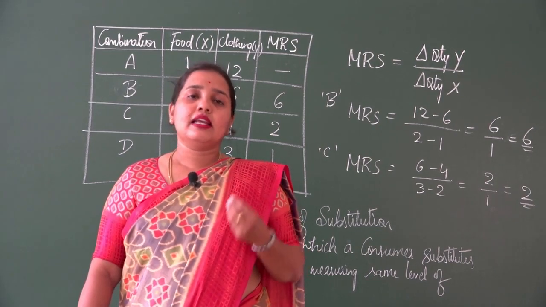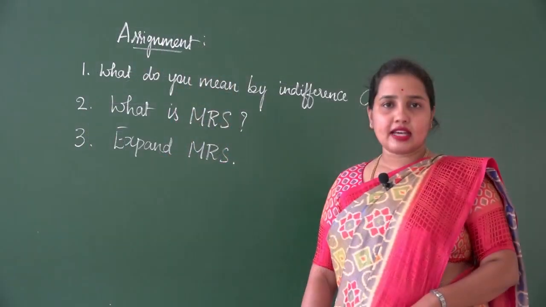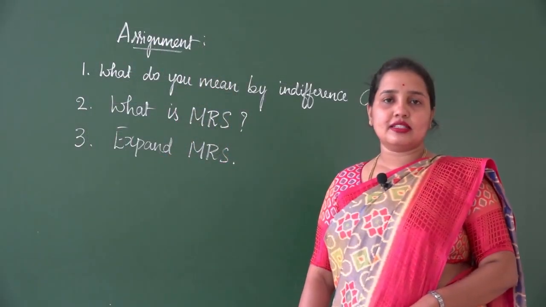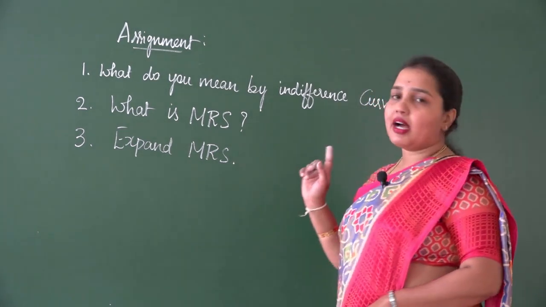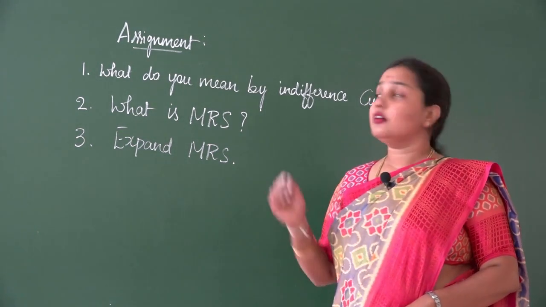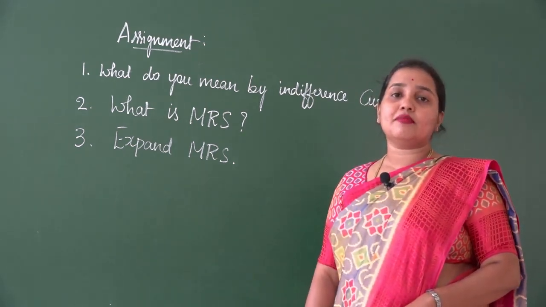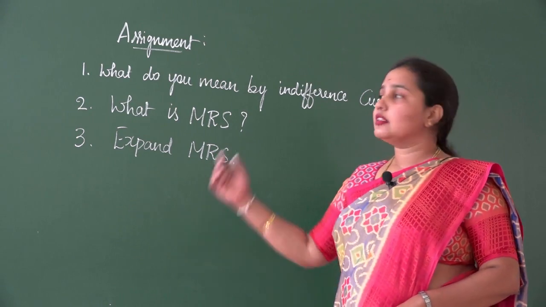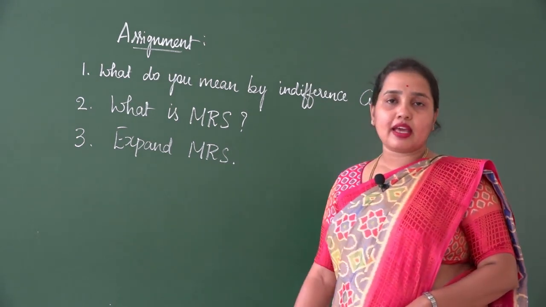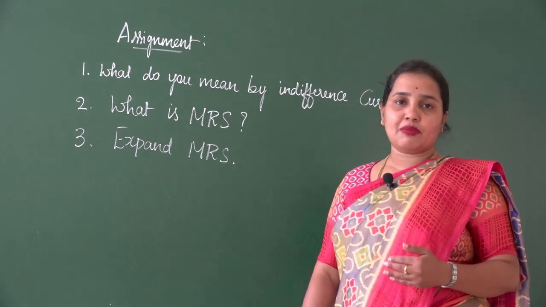Based on this, let us take up some assignment questions for now. The first assignment question that you need to consider is, what do you mean by indifference curve? These are simple questions that you can answer. The second question is, what is MRS? You need to write the meaning of MRS here. The third question is expand MRS, which is very easy. I taught you at the end part of the explanation.